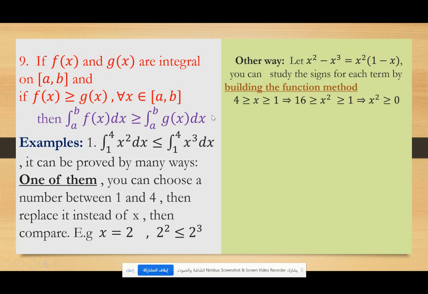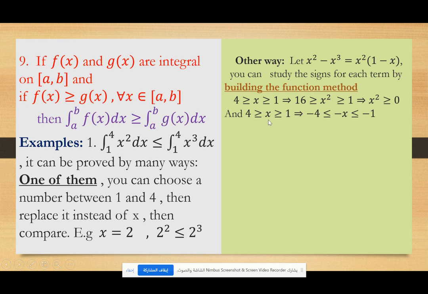Let's square each side because I want to build the first function. Square each side. That will make it 16 is bigger than or equal to x squared, bigger than or equal to 1. That means x squared is a positive value, and it is really positive because it is between two positive numbers. And without doing all that, you know that x squared is positive always for all real values.